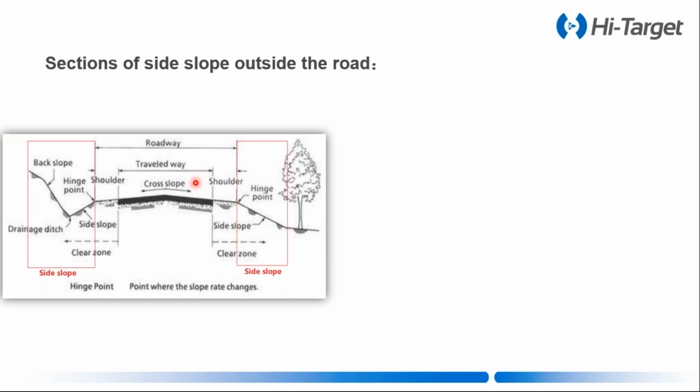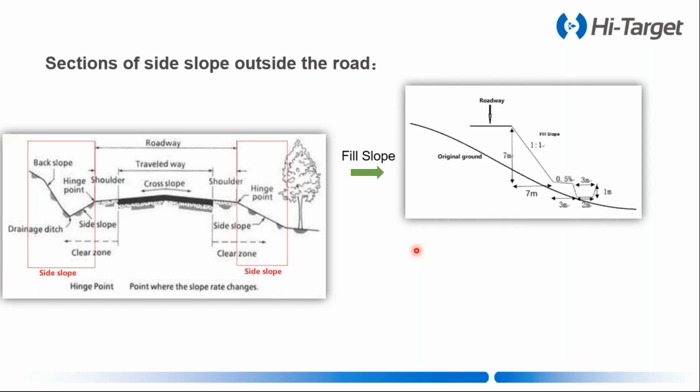And now we are going to introduce the parts out of the roadway here. You can see there is a hinge point. That means the point between the roadway and the side slope. In some construction work, this is very important. You can see we have two different situations.